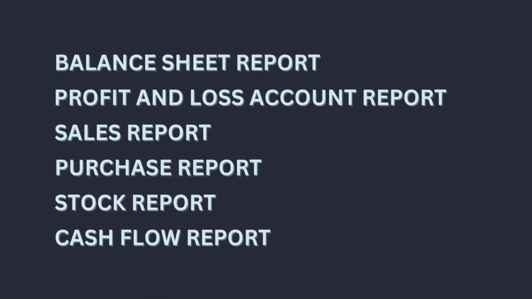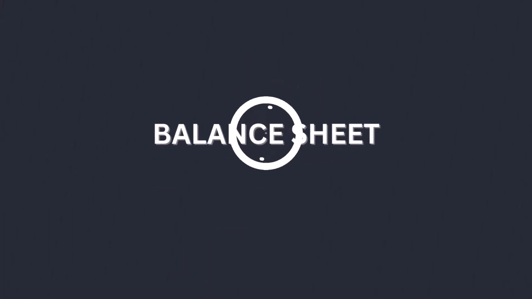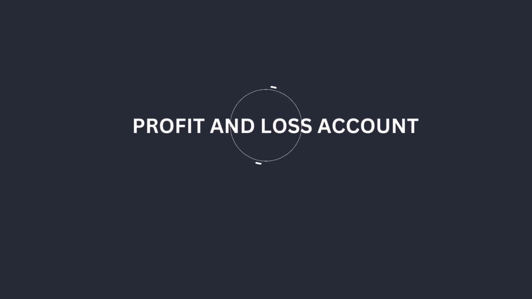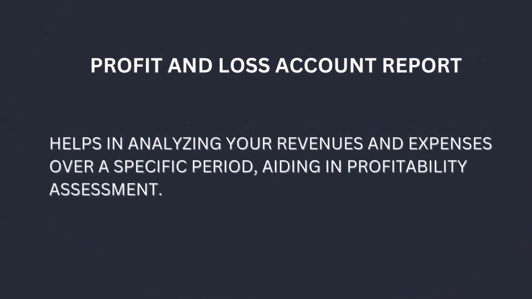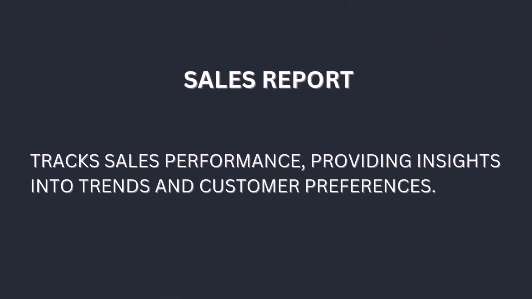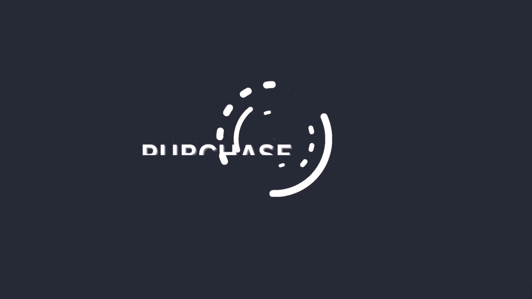Let's see what each report performs. 1. Balance Sheet provides a snapshot of your assets and liabilities, ensuring that your accounts are balanced. 2. Profit and Loss Account helps in analyzing your revenues and expenses over a specific period, aiding in profitability assessment. 3. Sales Report tracks sales performance, providing insights into trends and customer preferences.